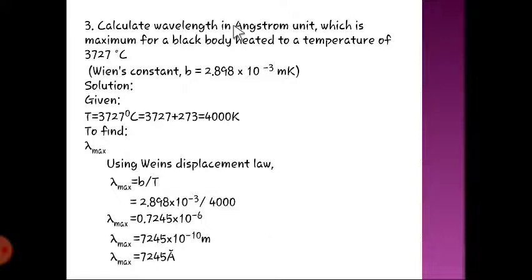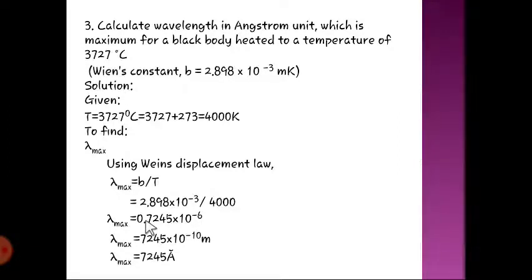They have said that it should be in Angstrom unit. So what I am getting over here is 0.7245 into 10 to the power minus 6. Now to convert into Angstrom unit, what should the power of 10 be? It should be 10 to the power minus 10. So minus 4 should be over here, so that we get minus 10.